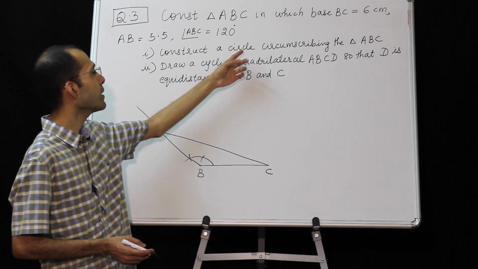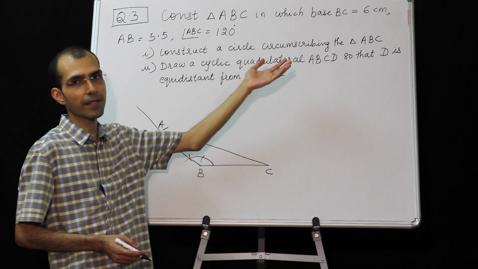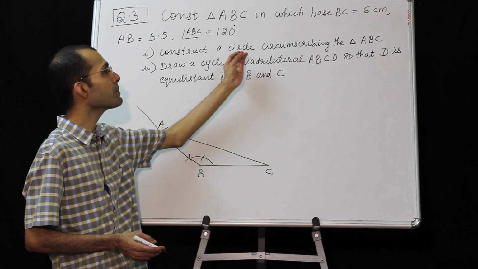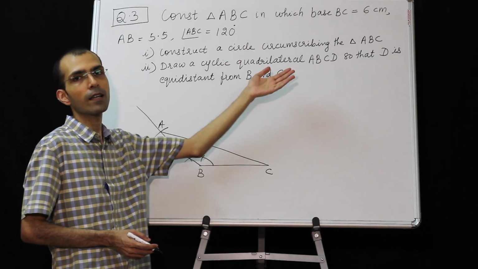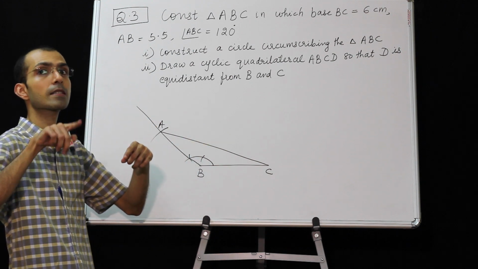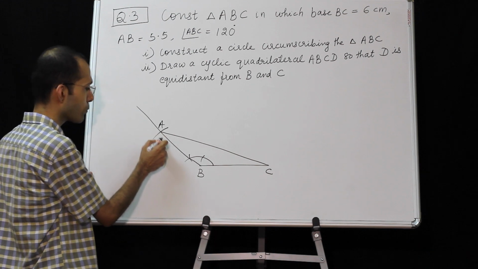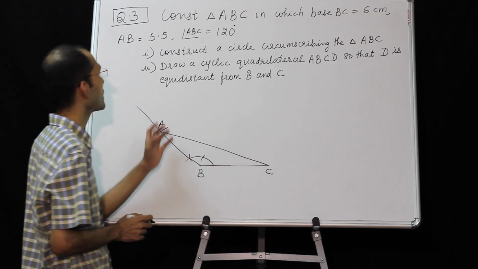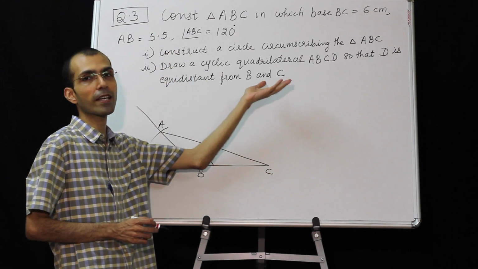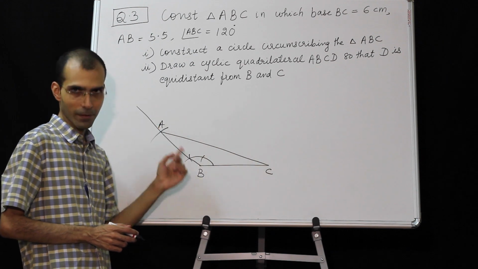Construct a circle circumscribing the triangle ABC. Circumscribing the triangle means circumcircle. So we will have to draw a circumcircle. See, construct a circle circumscribing the triangle ABC. So it will be naturally a circumcircle.